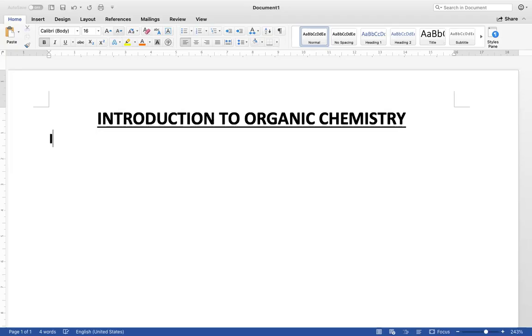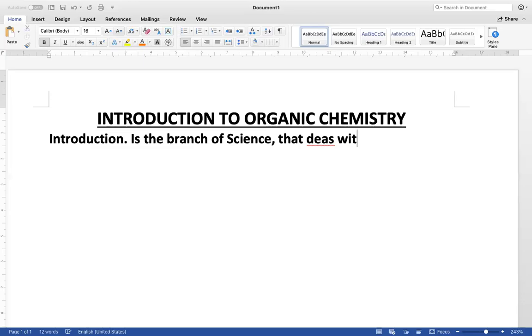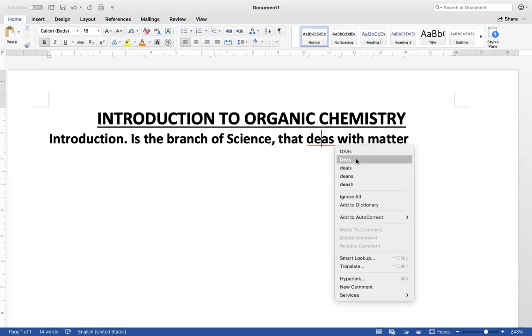So from the introduction of chemistry, they told us that chemistry is a branch of science. Remember, science also has branches. It's a very wide component, but science is studied in these branches. So chemistry is a branch of science that deals with matter. We should be able to understand what matter is all about.